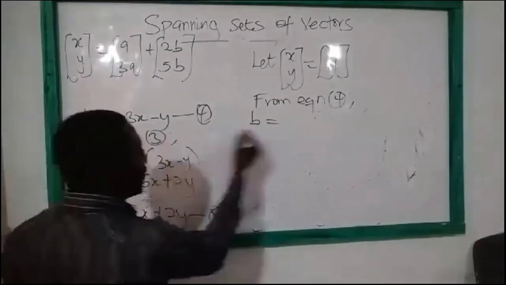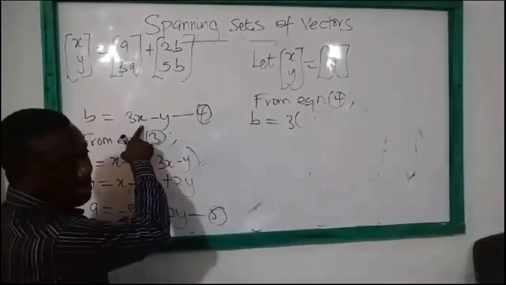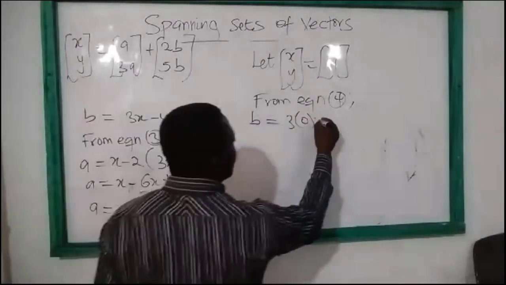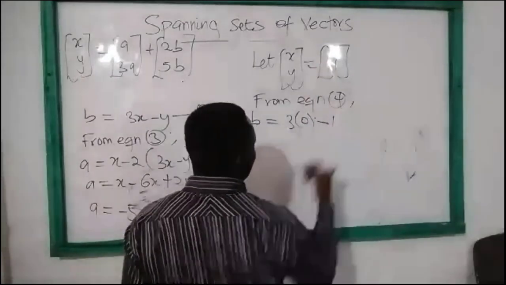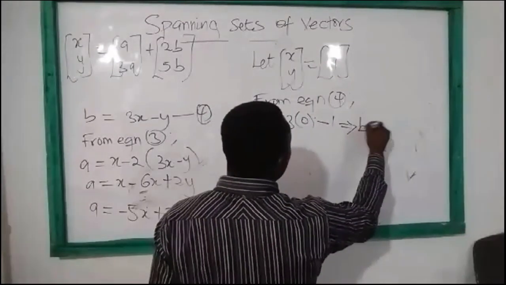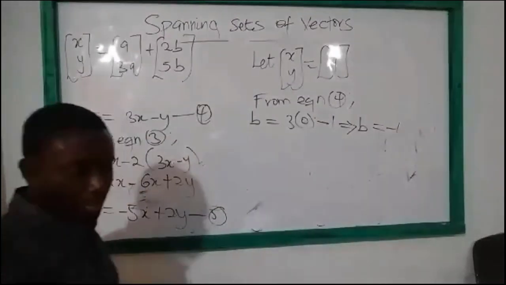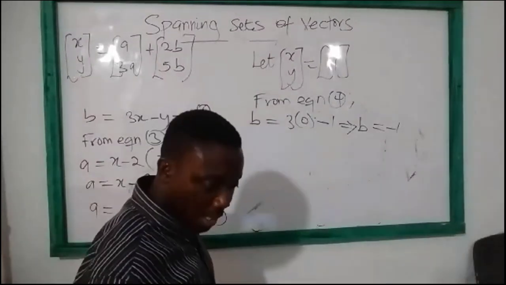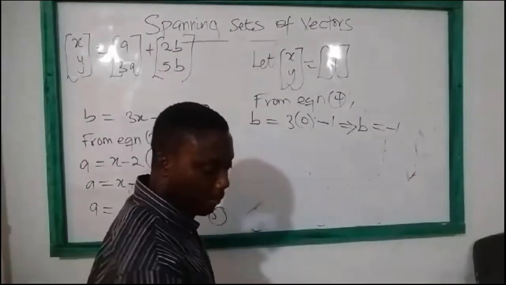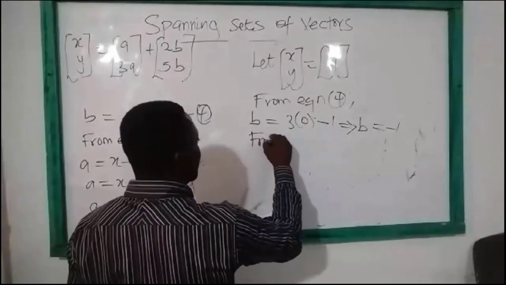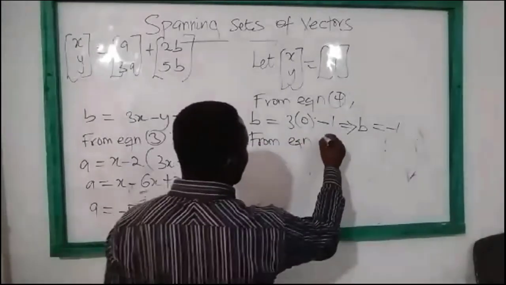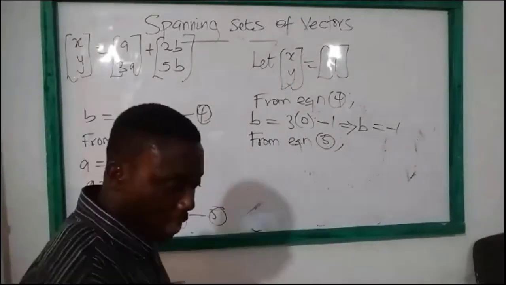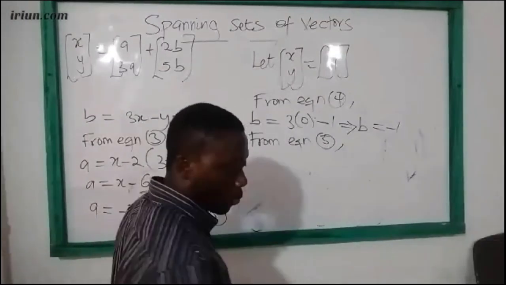So now we have 3 multiplying X, and our X is now 0. Minus Y. So minus Y, our Y is 1. So this implies that our B is going to be minus 1. So when I picked 0, 1 to represent X, Y, I have gotten a value for B, which is what? Negative 1. Then also from equation 5, which is an expression for A, we also substitute the value of X and Y.